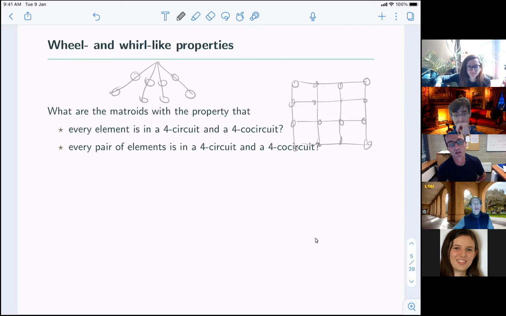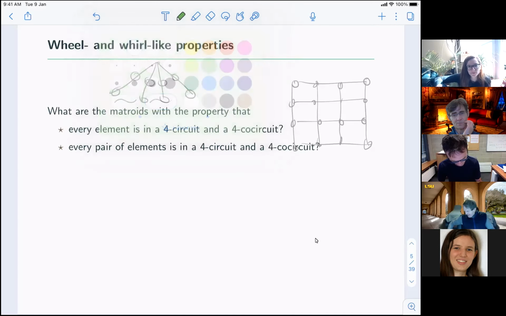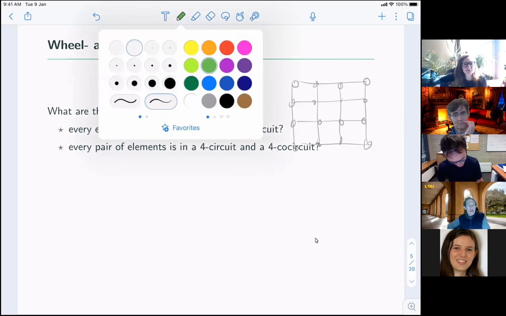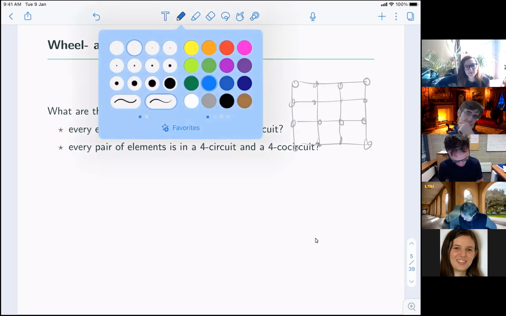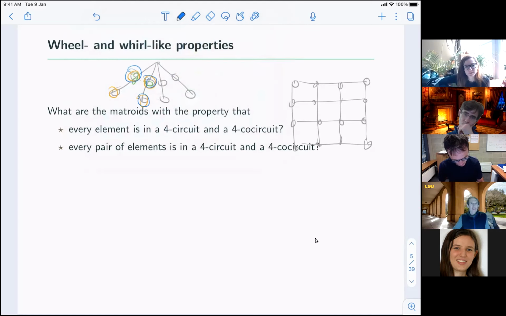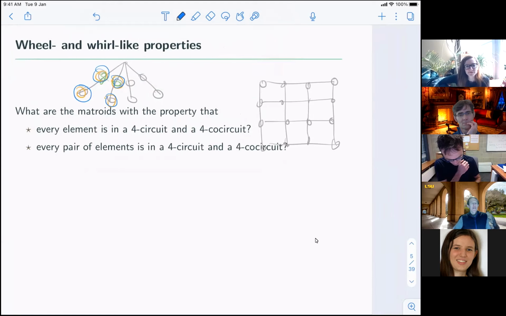They also have the property that every pair of elements is in a 4-circuit. So here's a pair of elements, and here's a 4-circuit they're in. And here's a 4 co-circuit they're in, and it just happens to be the same set.